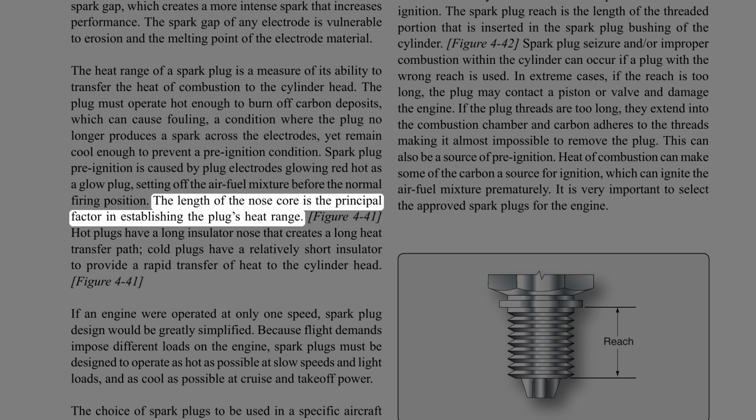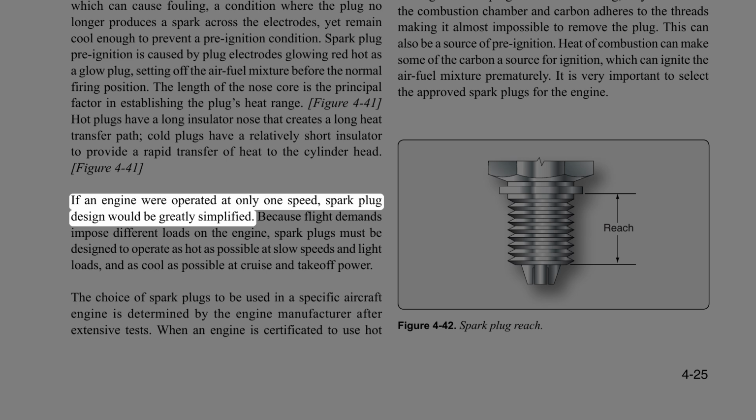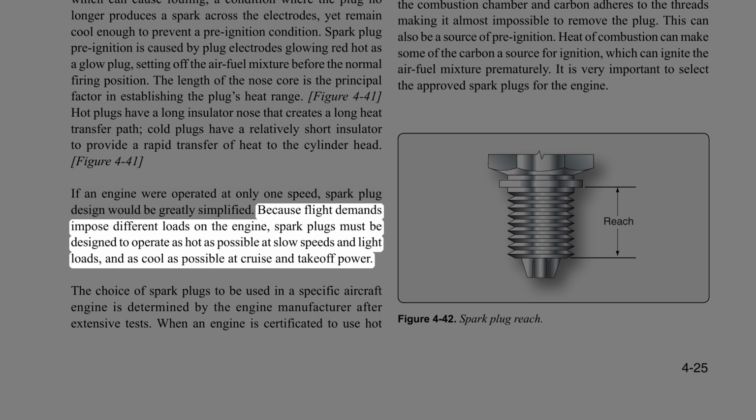The length of the nose core is the principal factor in establishing the plug's heat range. Hot plugs have a long insulator nose that creates a long heat transfer path. Cold plugs have a relatively short insulator to provide a rapid transfer of heat to the cylinder head. If an engine were operated at only one speed, spark plug design would be greatly simplified. Because flight demands impose different loads on the engine, spark plugs must be designed to operate as hot as possible at slow speeds and light loads, and as cool as possible at cruise and takeoff power.